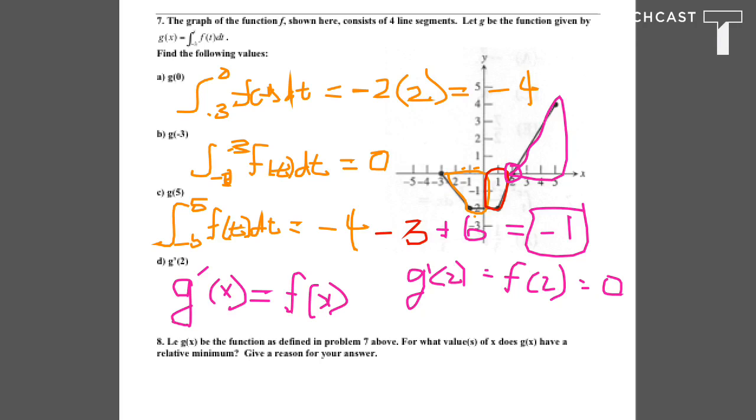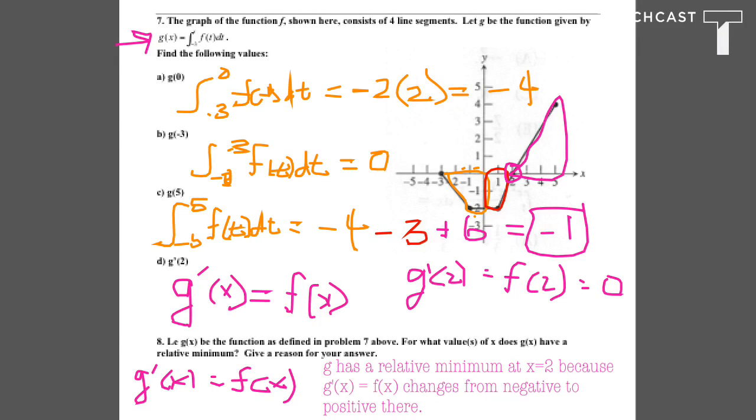Now check out problem 8. Let g of x be this function, defined up here. For what value of x does g have a relative minimum? Well, think back to your blue paper. G has a relative minimum wherever g prime changes from negative to positive. I know that g prime of x equals f of x. I highly recommend on the AP test that you write this fact. Show the relationship between g and f. So given that g prime of x equals f of x, I would type out my answer like this.